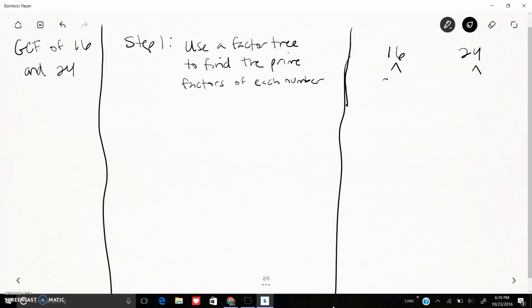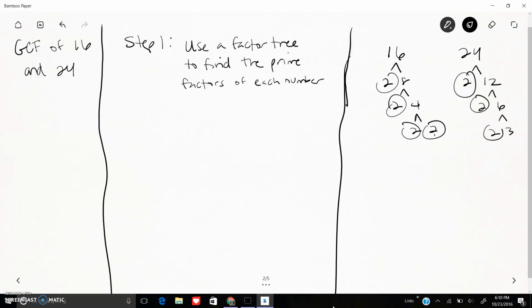So 16 is 2 times 8. 8 is 2 times 4. I have to keep going until I get all my prime numbers. 4 is 2 times 2. So I have a prime here, prime, prime, prime. I can't go any lower than those prime numbers. 24 is 2 times 12, which is also 2 times 6, which is also 2 times 3, and those are all prime numbers. I can't go down any further.